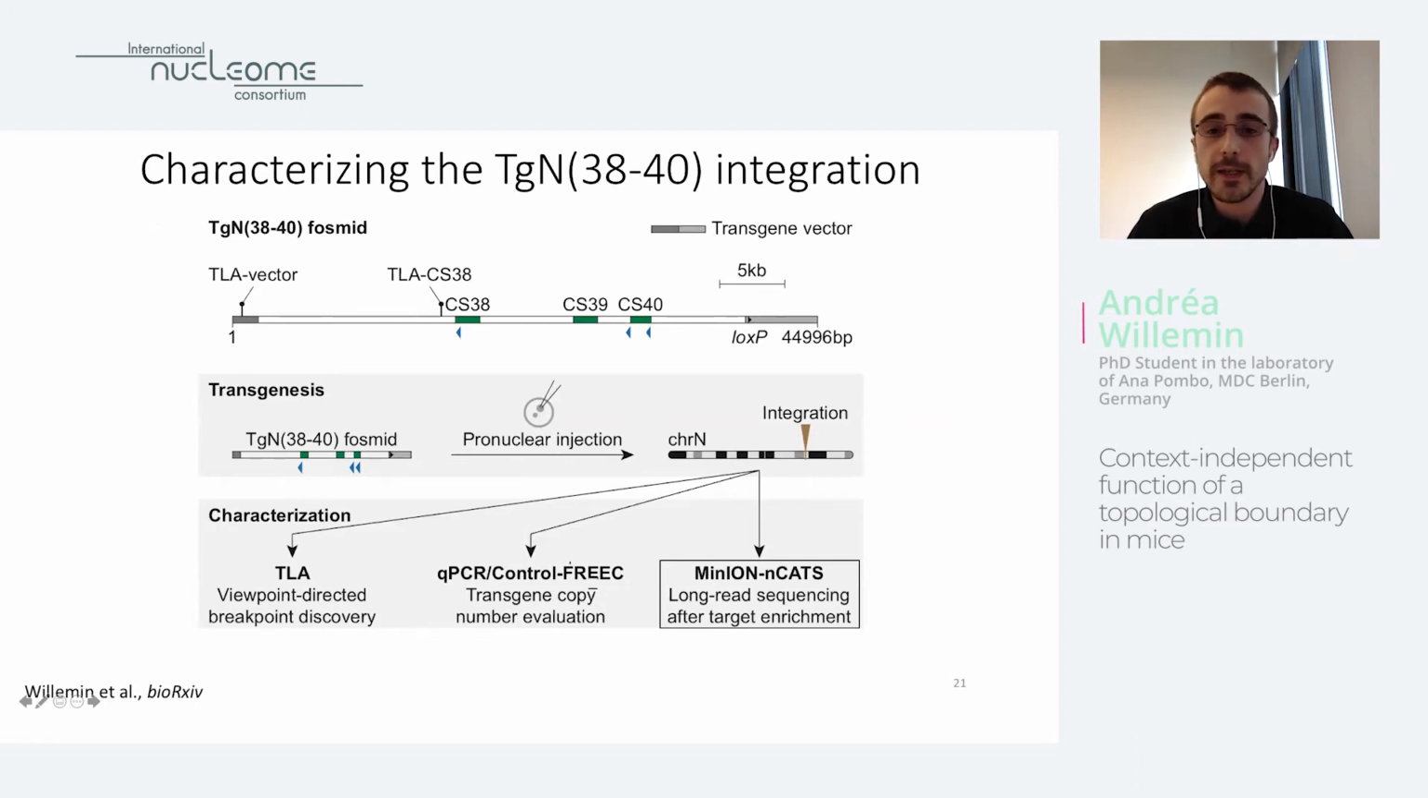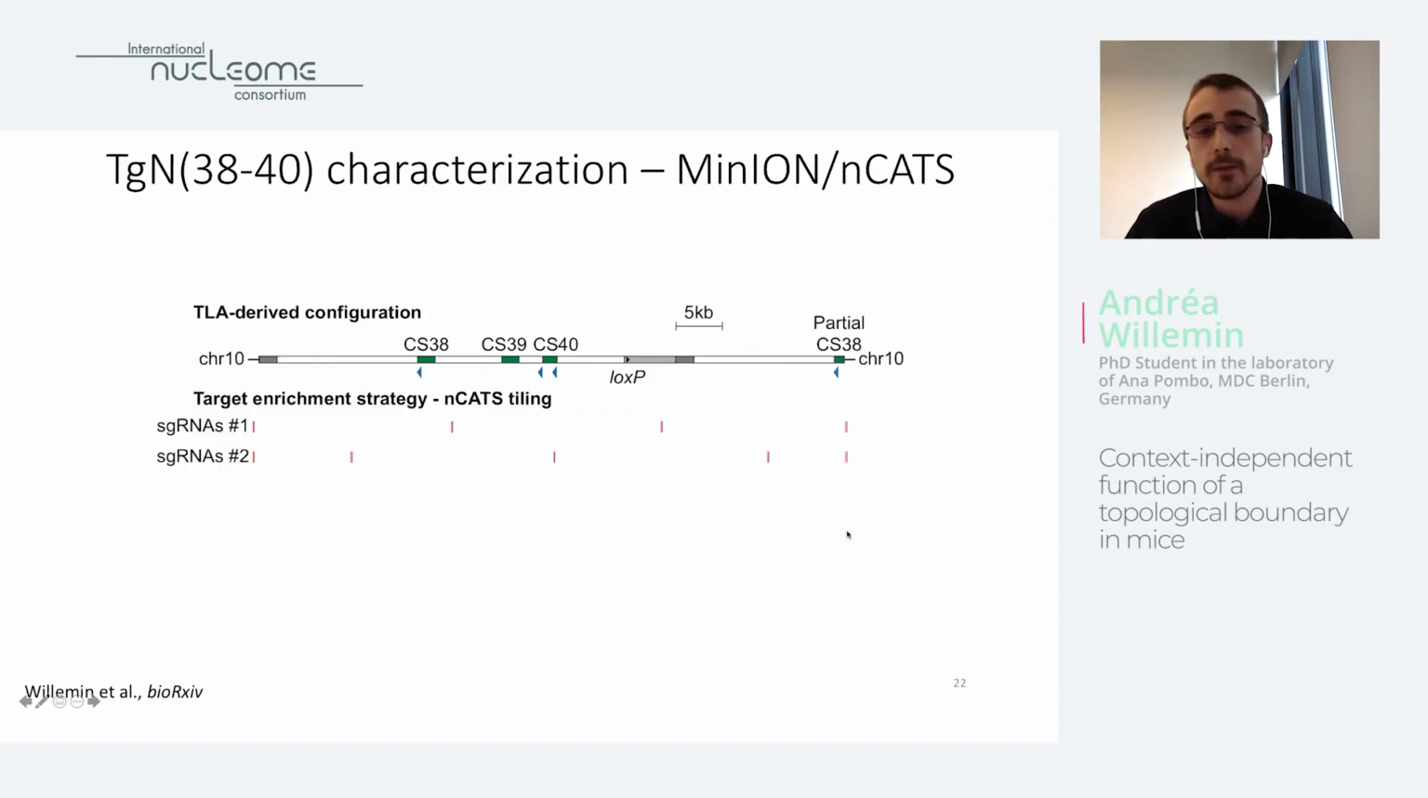So in order to validate these findings and to map the missing integration breakpoint, the left breakpoint, we performed long-read nanopore sequencing, or MinION, after a release by CRISPR-Cas9, and this is a technique referred to as nCATS. Now, because conventional nanopore sequencing is generally associated with a high error rate and a low coverage genome-wide, we wanted to enrich the region of interest prior to sequencing it.